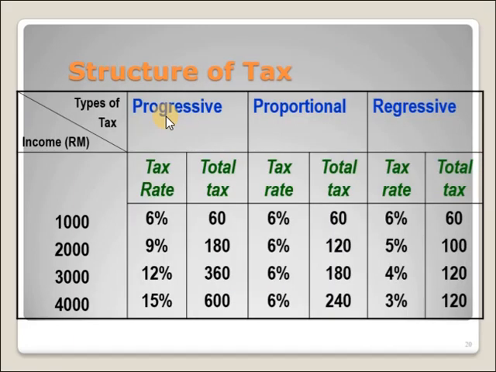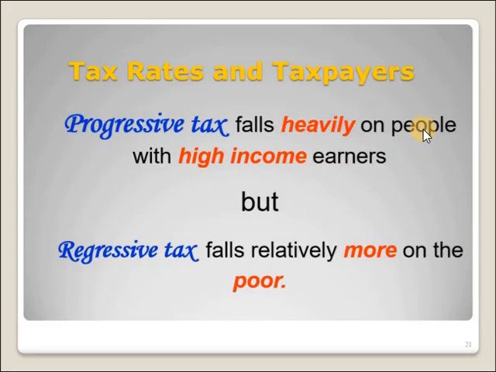Example here we have income 1,000 to 4,000 and then total tax. Okay, but you have to refer to the tax rate to determine whether progressive, proportional or regressive. The tax rate is increasing. This is progressive tax. If the tax rate is constant, it is proportional. And if the tax rate reduces, it is regressive tax. Progressive tax, which is the tax rate increases as income rises, falls heavily on people with high income earners. But regressive tax, which is tax rate decreases as income rise, falls relatively more on the poor.